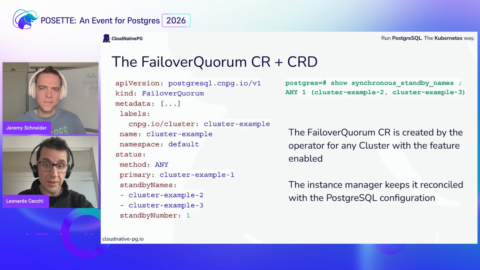But who is the real source of truth for this information? It's just Postgres itself. More precisely, it is the Postgres running on the primary instance. So the instance manager, which is our PID 1 that has the postmaster as a child process, will keep it updated. We can see it in the next slide.